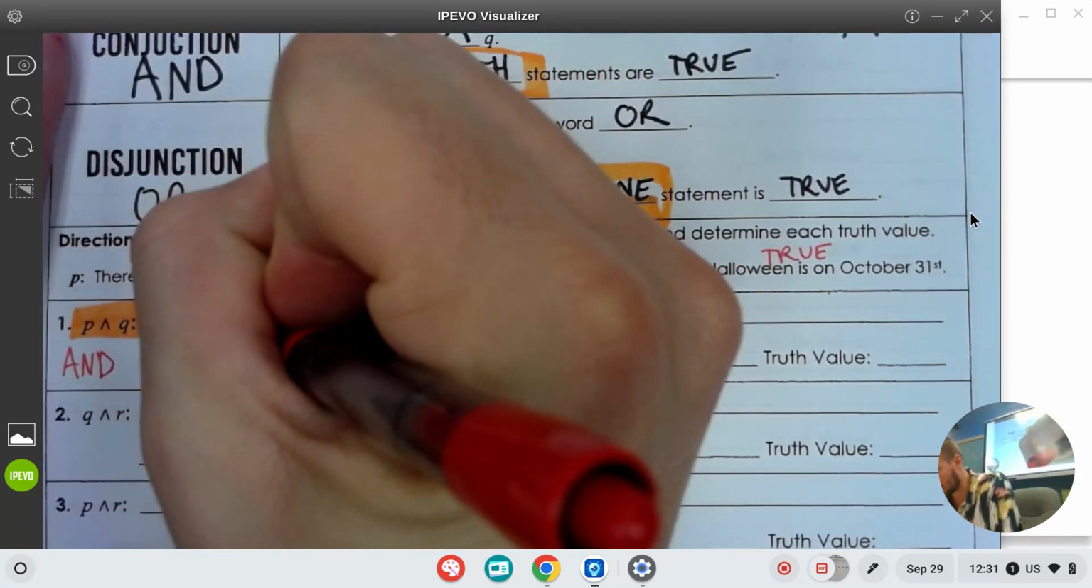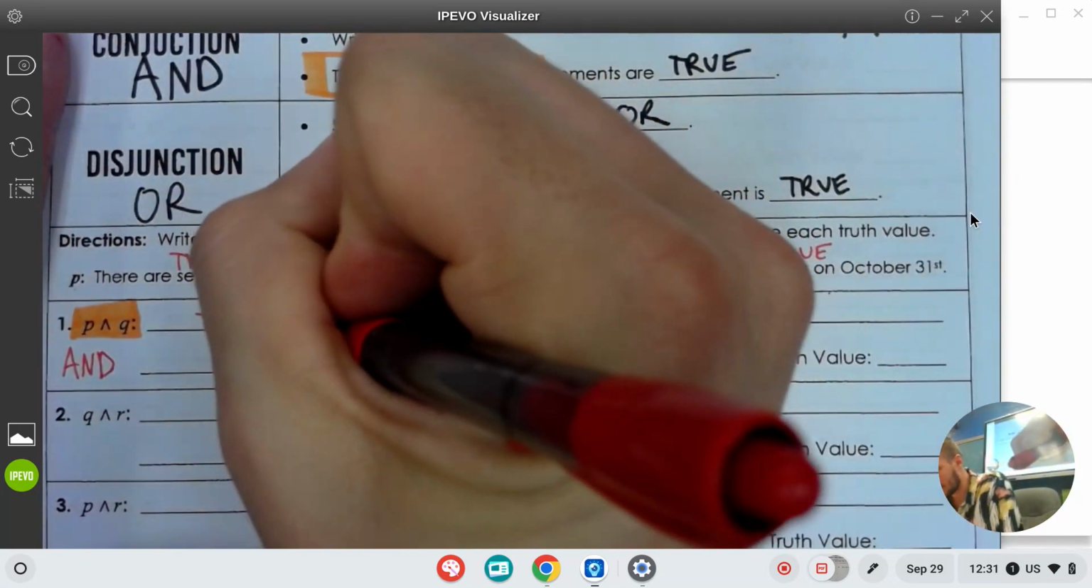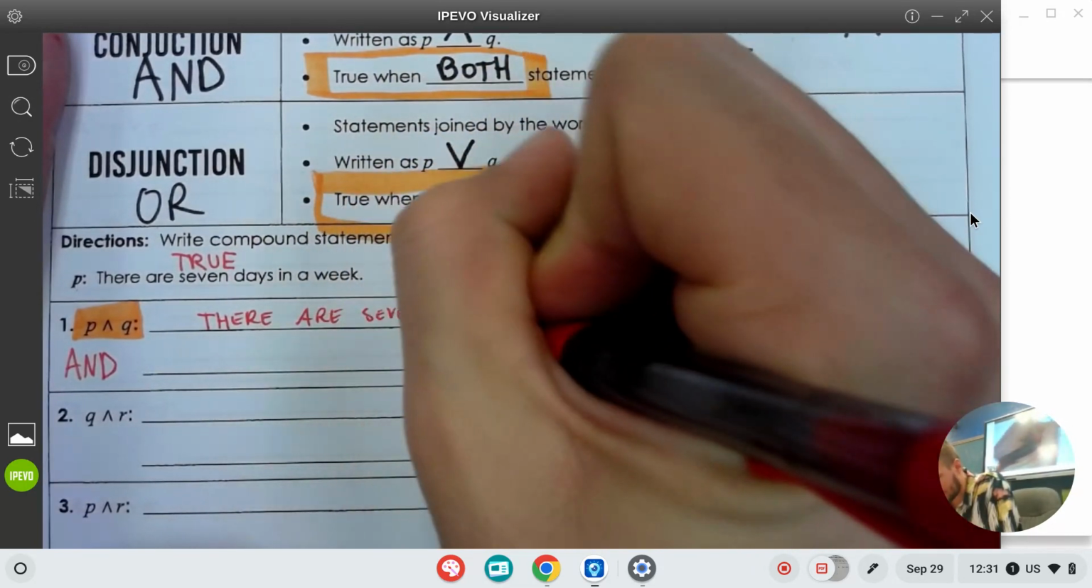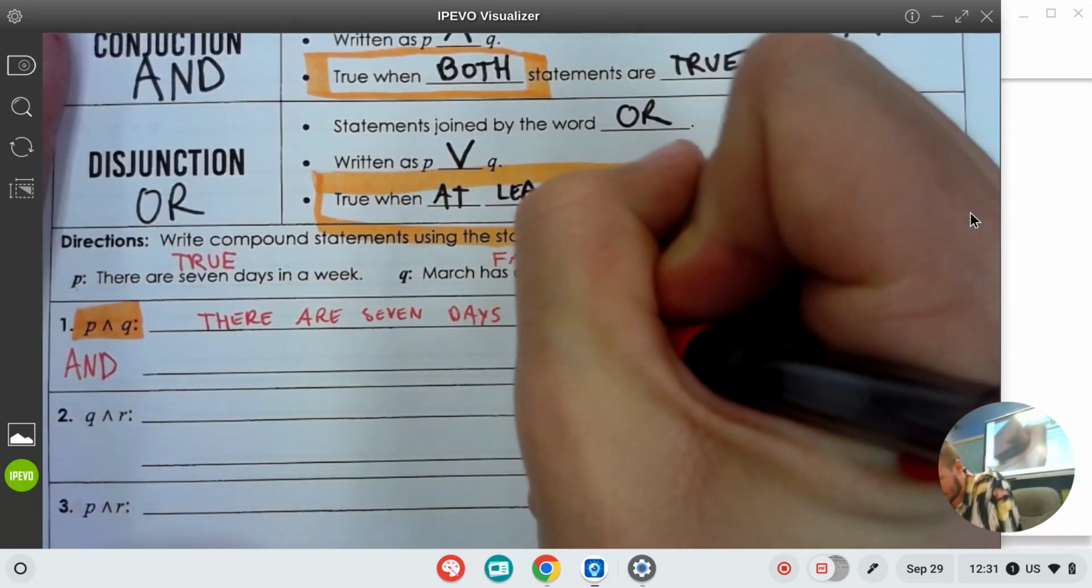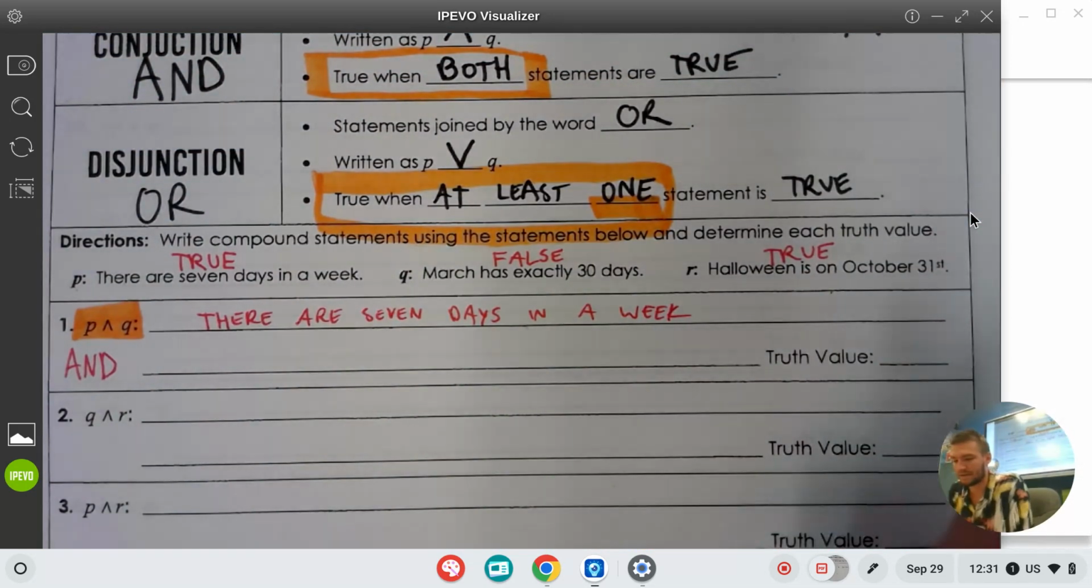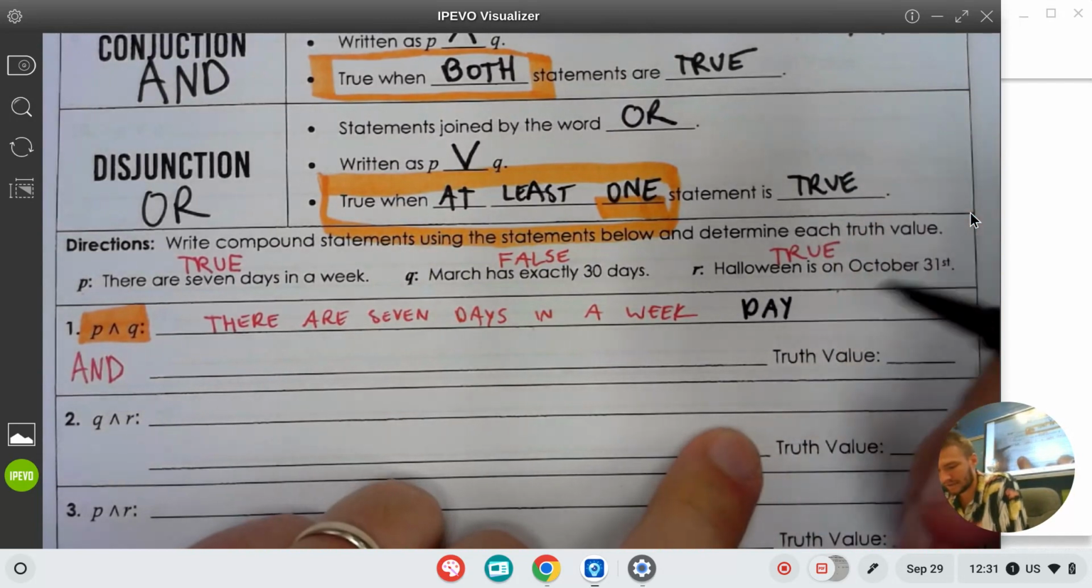Can you bring the computer up here so I can do it without changing the screen? There are 7 days in a week. You can go ahead, I'll do it in a second.